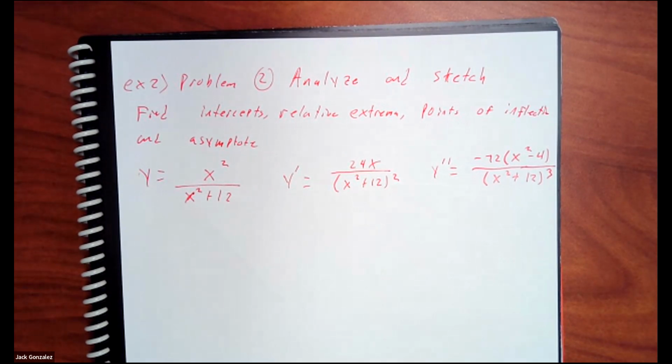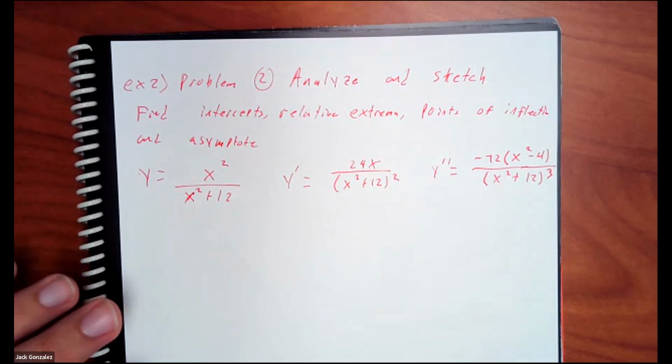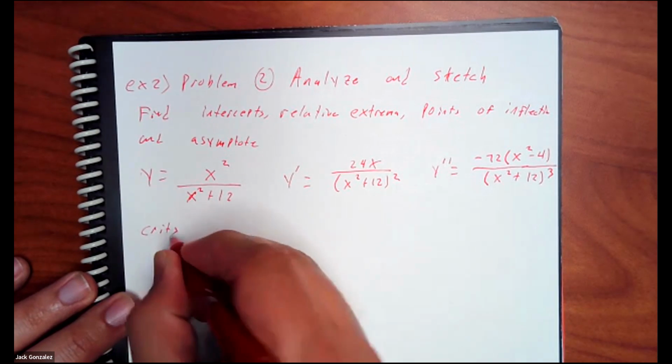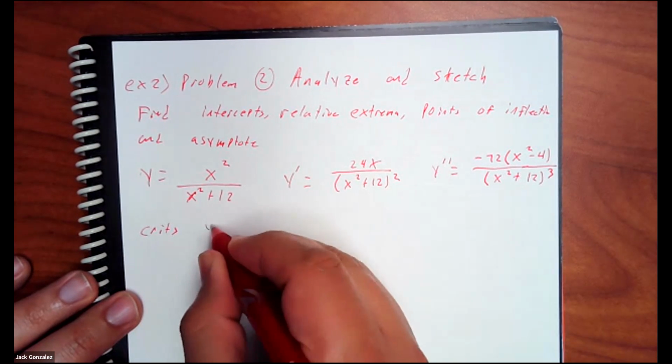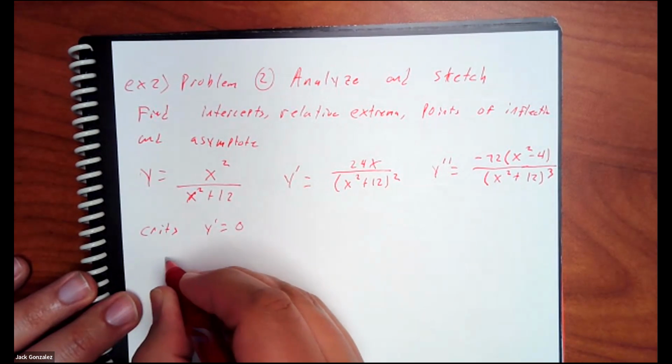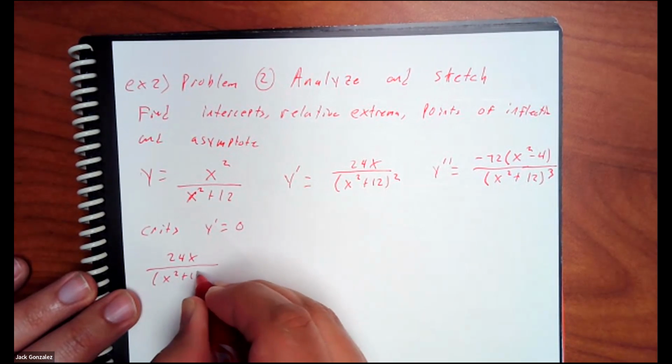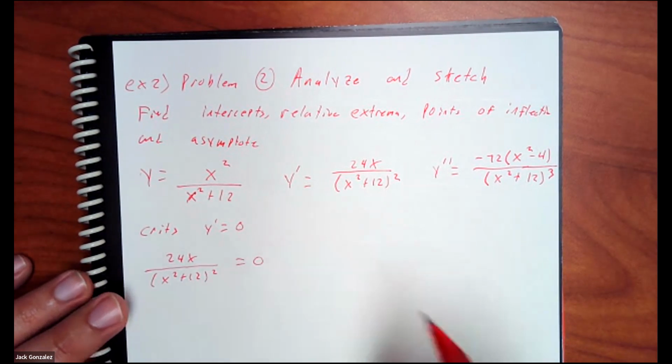Okay, that's everything we need. Now find critical numbers, find inflection points, find the intercepts, and that should be more than enough to fill in the blanks, right? Okay. So critical numbers. Set y prime to 0, 24x over x squared plus 12 squared equal to 0.